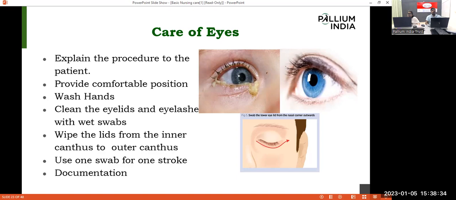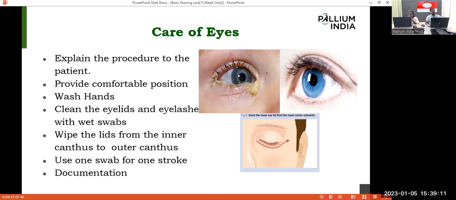Wipe the lid from the inner canthus to the outer canthus. That direction only we need to maintain for doing the care of eyes. While wiping from inner canthus to outer canthus, in that direction only we need to clean the eyelids. Then use one stroke each; a separate swab we need to take for each stroke. The same swab should not be used repeatedly for wiping. So for every stroke, another swab we need to use.